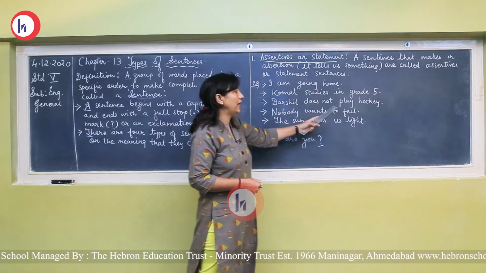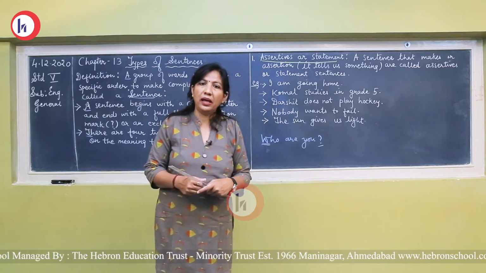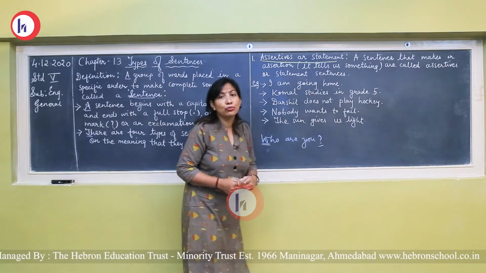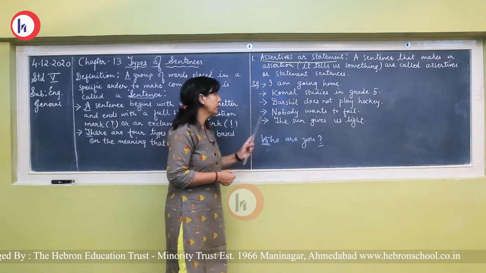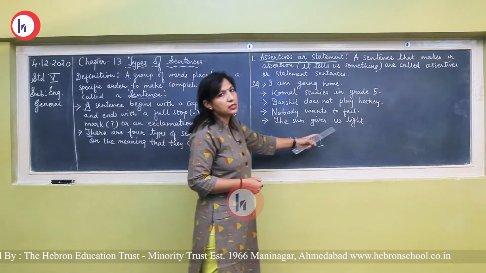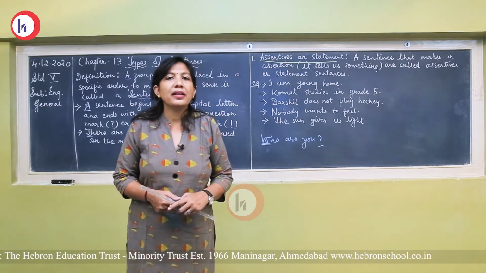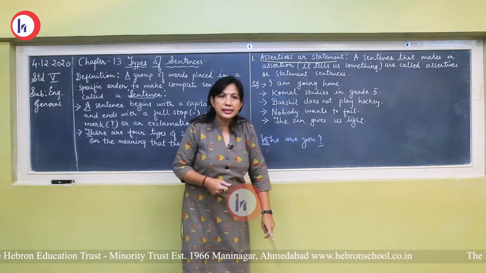Darshit does not play hockey. Means Darshit is a boy and he does not play hockey. Nobody wants to fail. It is very true. We also don't want to fail. We also want to score good marks. Next is, the sun gives us light. That is also a universal truth and we know it. And that all comes in the assertive or statement sentences.